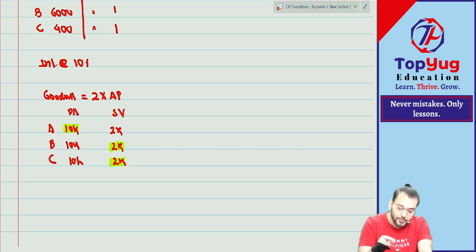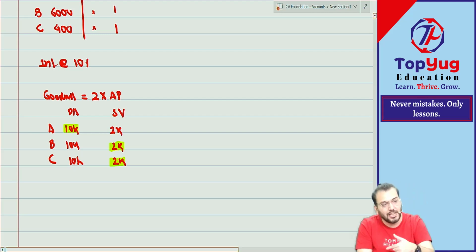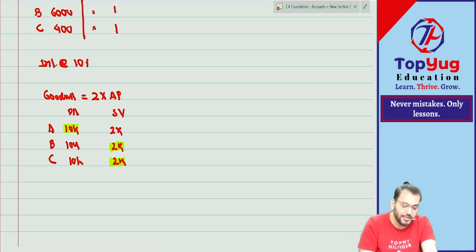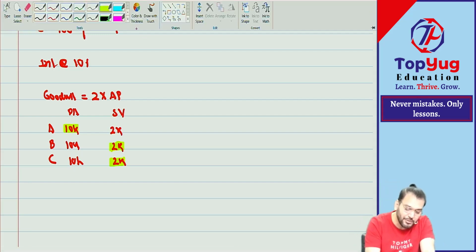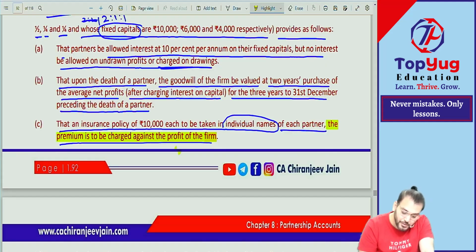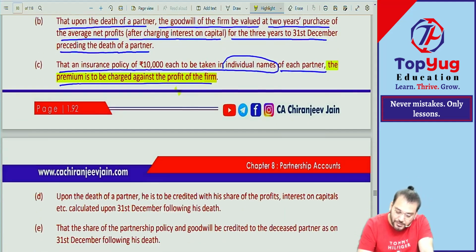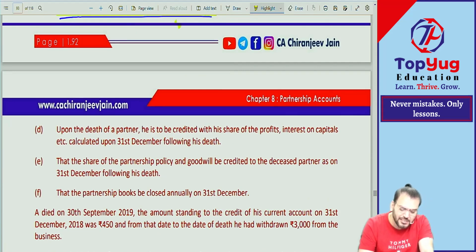A will be entitled to which amount? 10,000 out of 14,000? 14,000, because the entire amount belongs to the firm, A, B and C. So we can calculate that amount. Then what is the other information given? Then the insurance is done. Then is credited with share of profit. We know that point.